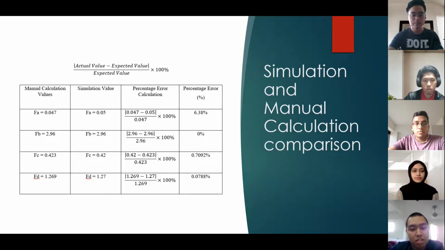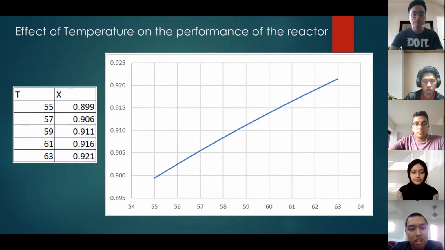For FA, we get 6.38%. For FB, 0%. FC, 0.7092%. And FD, 0.0788%. Next, I will check the effect of temperature on the performance of the reactor.